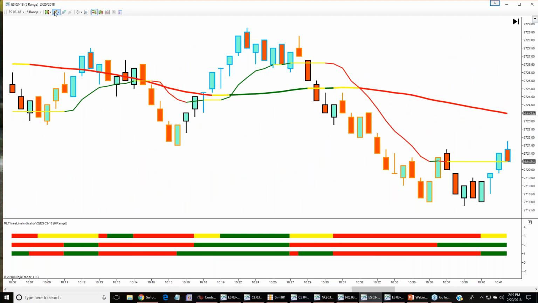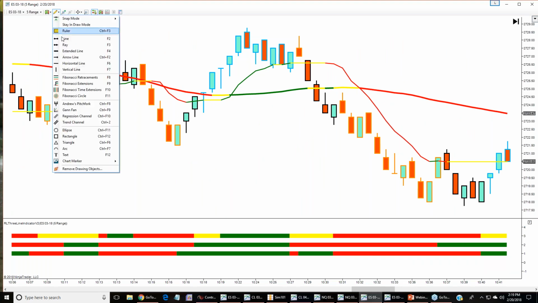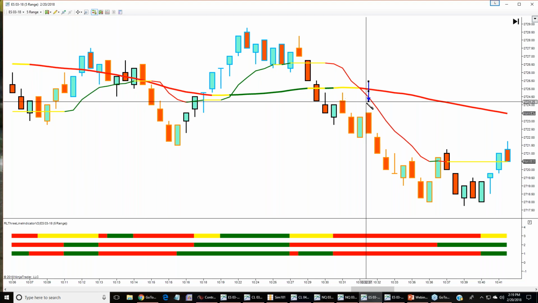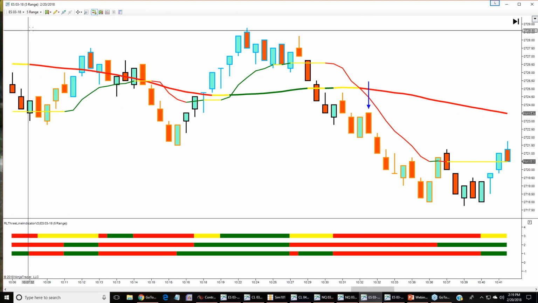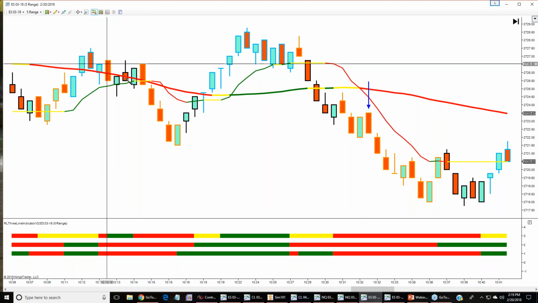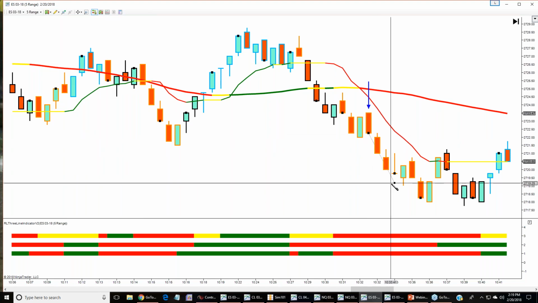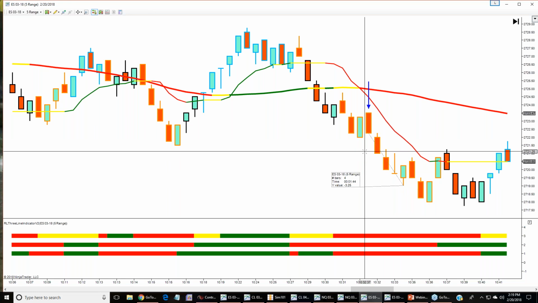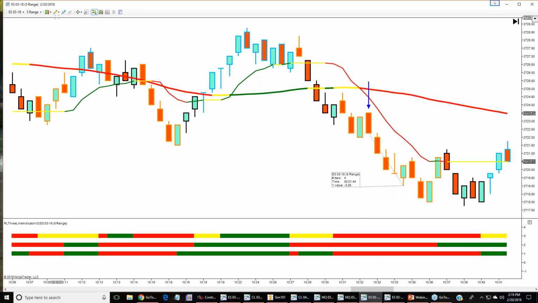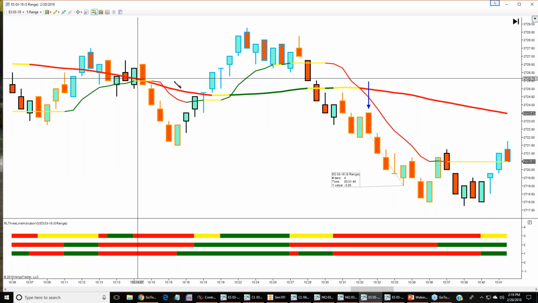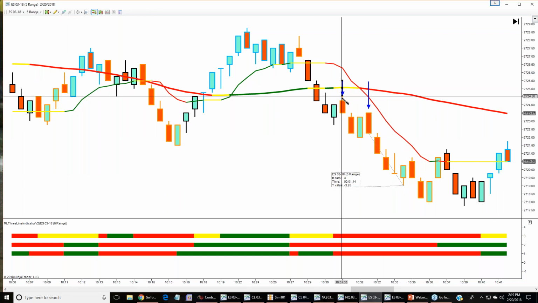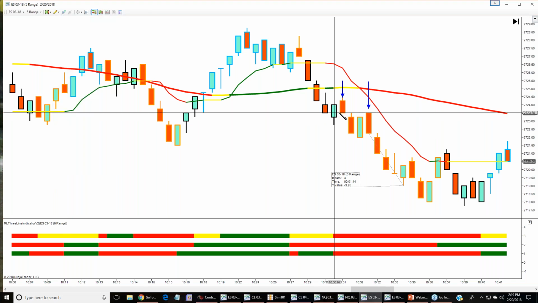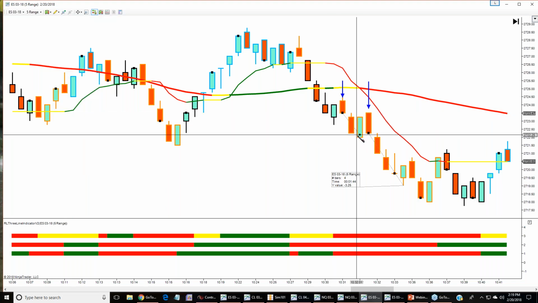Now, I took this trade this morning. Right here. This is a very, very big move. It was 3 1/4 points. I actually took this one too, which is a little bit riskier. I took both these trades.